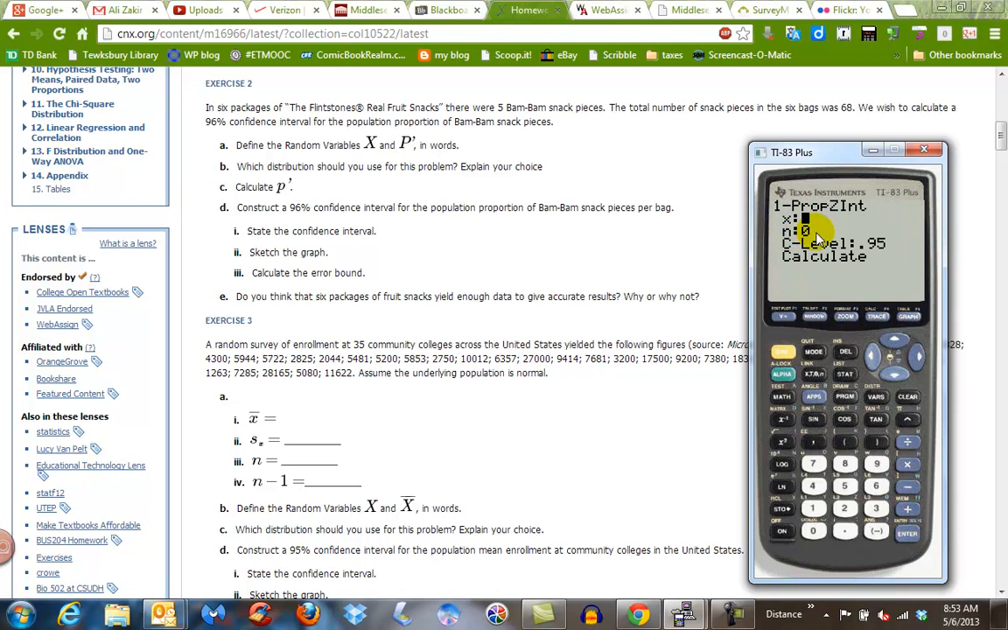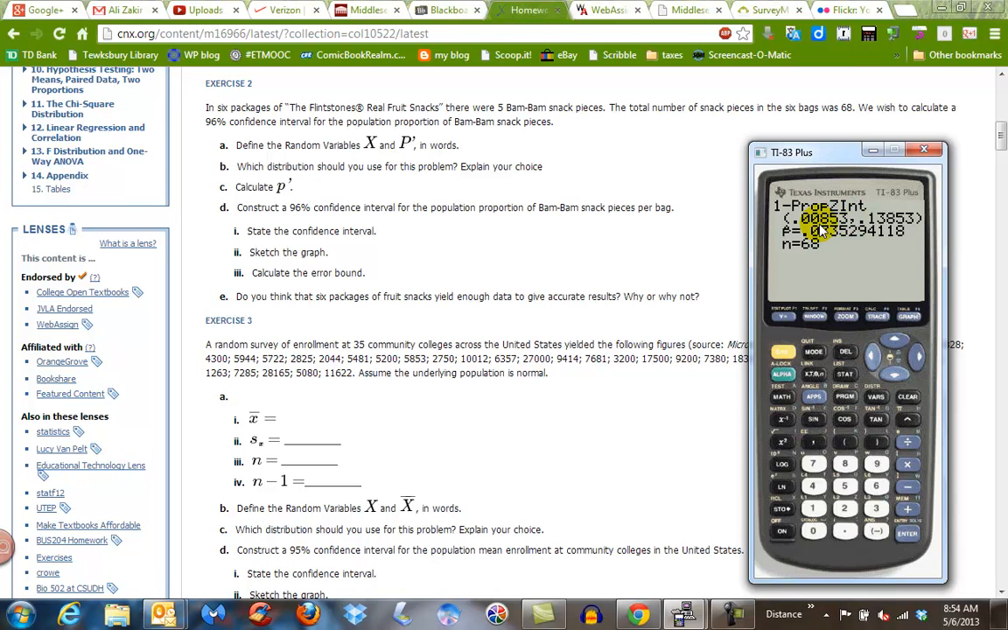Here we have to put in our x, how many things actually happened. You cannot put in decimal values; you have to have whole numbers, so if you have a decimal, you have to round. Here we found that there were 5 out of 68, and we want a 96% confidence interval. We can do any level we want with the calculator. That's the nice thing about it. We hit enter, and it gives us the proportions.